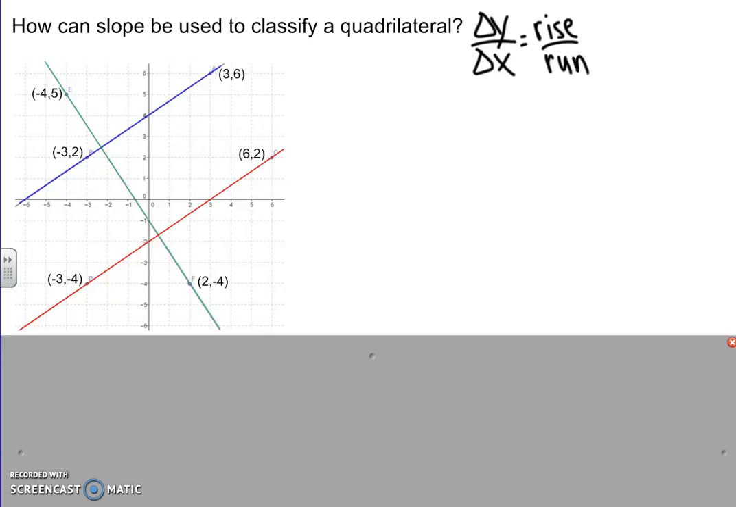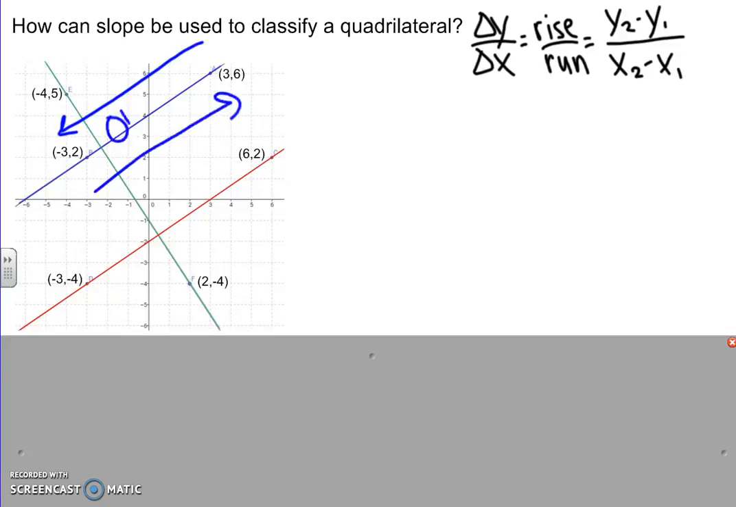Now, when we look at that from a formal point of view, it's y2 subtract y1 divided by x2 subtract x1. We'll look at that a little further. So if I want to prove that red and blue are parallel, that means they're going to have the same slope. I can go from either point, this way or that way, as long as I keep the same order of points.